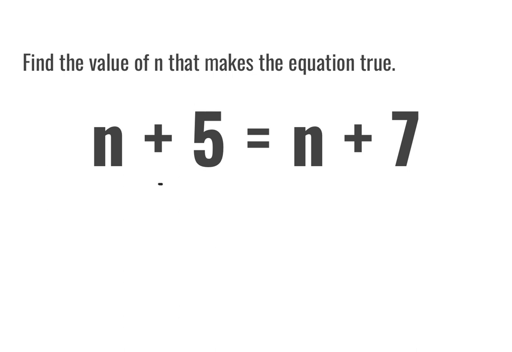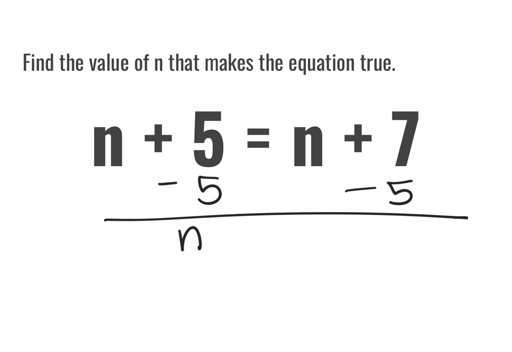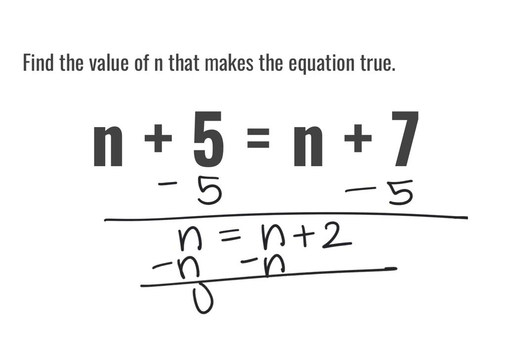So let's say I subtract 5 from both sides. So now I have n is equal to n plus 2, right? So then I'm going to combine my n's. So I'm going to subtract n from both sides. So now I have 0 equals 2. Well, 0 does not equal 2. So notice how I'm not going to be able to find a value of n that is going to create those balanced sides. So this one would be no solution.